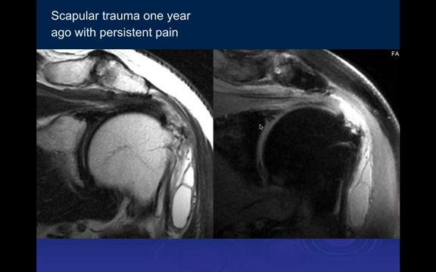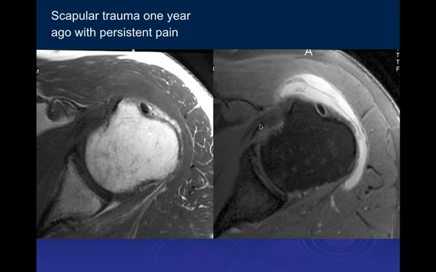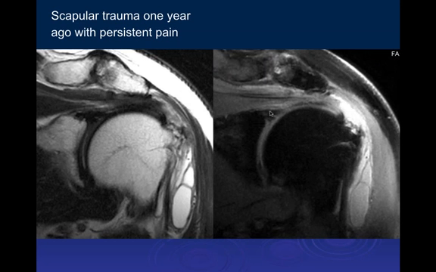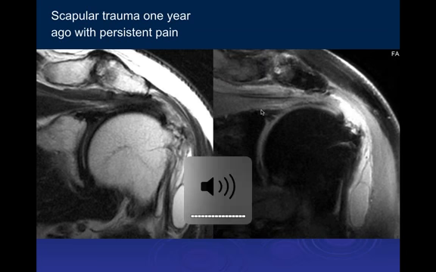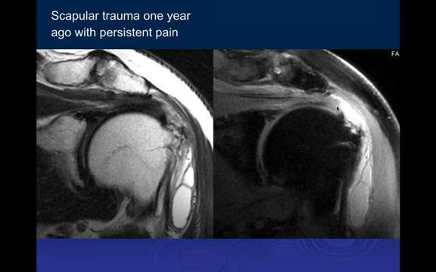Okay, let's see. Deshali, what do you think of this case? The patient had scapular trauma a year ago and has persistent pain. So we have 2 coronal MRI images, a T2 image, and a fat-suppressed image. Within the subdeltoid bursa, there's a loculated fluid collection. The undersurface of the acromion is irregular and there's downsloping. And the supraspinatus tendon fibers distally at the footprint demonstrate a full thickness tear.